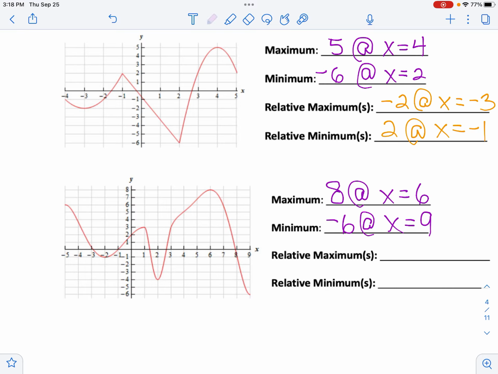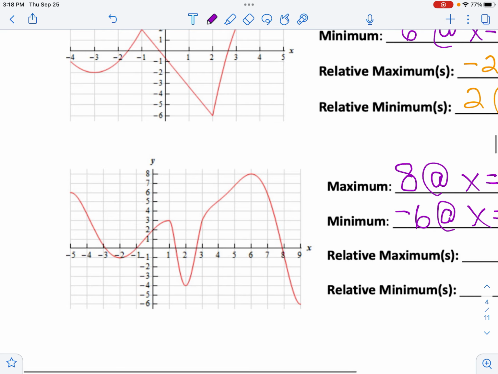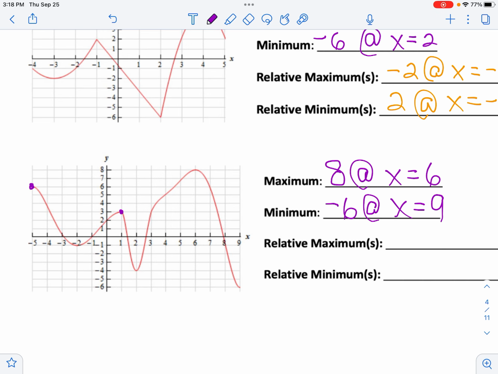Let's do some relatives. Okay, relative max. It looks like I have one here and one here. This isn't one because it's still kind of going up there, so that's not one. Okay, so it looks like I have 2 relative maximums.